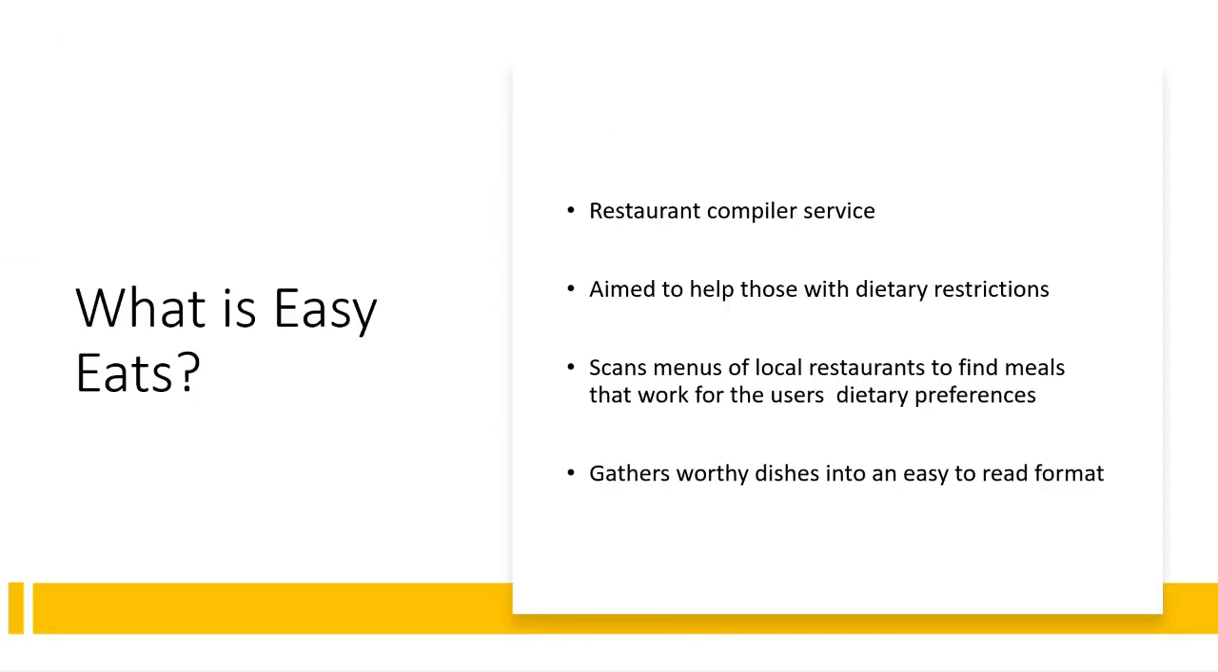Easy Eats is a restaurant compiler service aimed at consumers that possess a dietary restriction that inhibits their ability to eat at restaurants comfortably. This service scans menus of local restaurants and tries to find meals that work for the user's dietary preferences, and it also gathers worthy dishes in an easy-to-read format. So your users can have a simple view of what restaurants around them work for the restrictions.